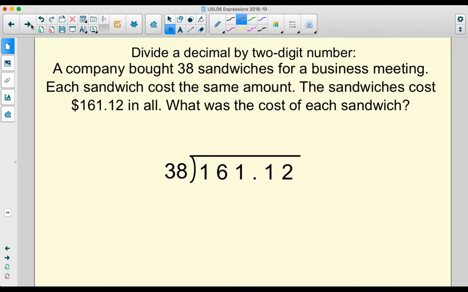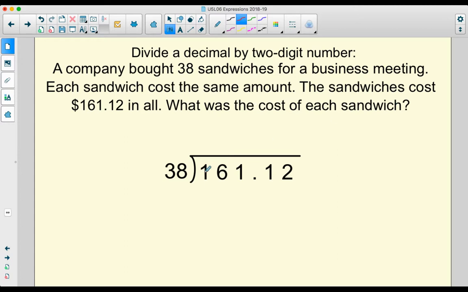Now, dividing a decimal by 2 digits really isn't different. Think of our division before when we were dividing by 2 digits. A company bought 38 sandwiches for a business meeting. Each sandwich costs the same amount. The sandwiches cost $161.12 in all. What was the total of each sandwich?